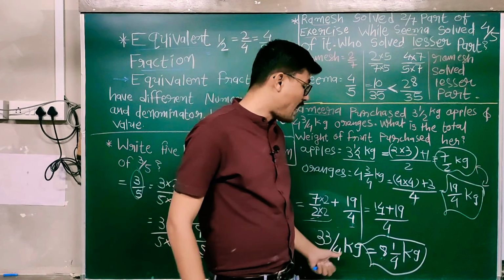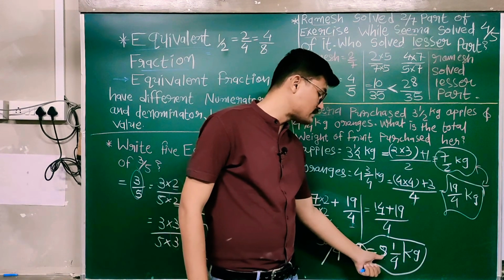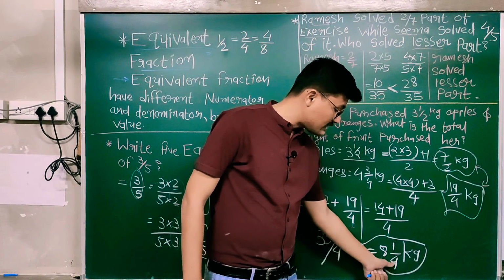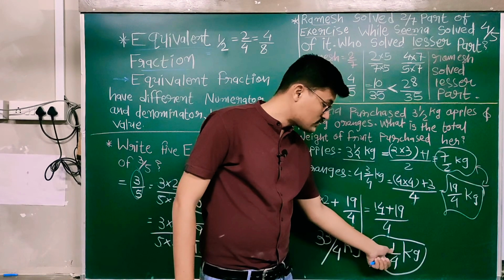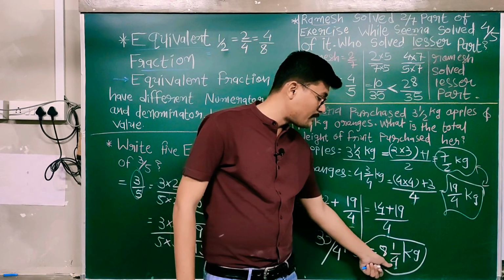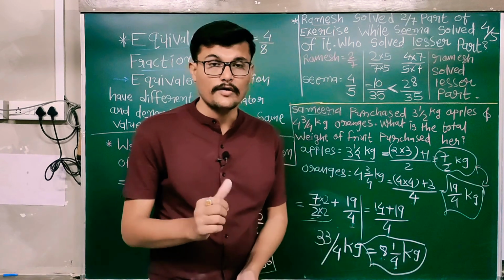So if I convert it into a mixed fraction, I am getting 8 and 1 upon 4, because 8 4s are 32 plus 1, 33 upon 4 as it is. So 8 1 upon 4 kg is the answer to the question.